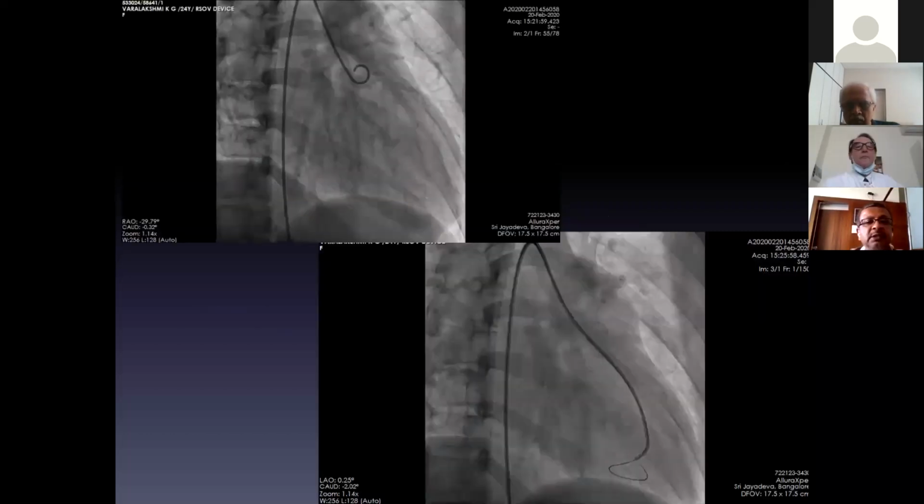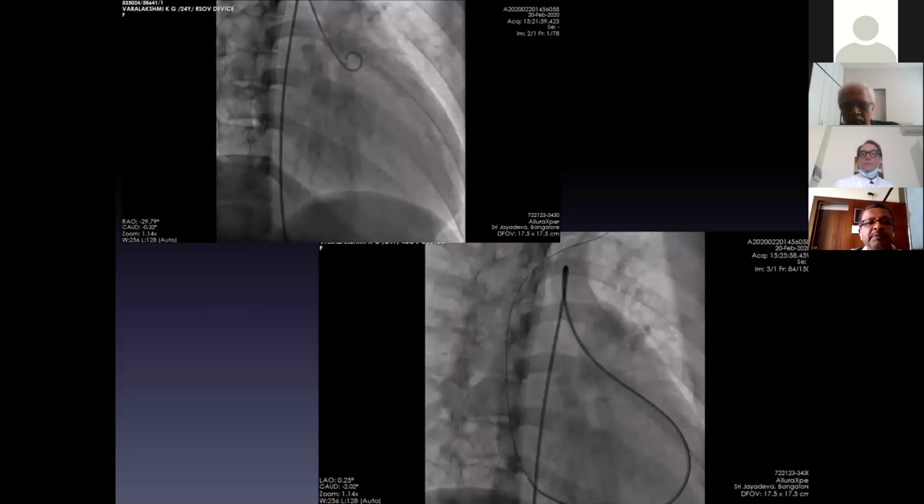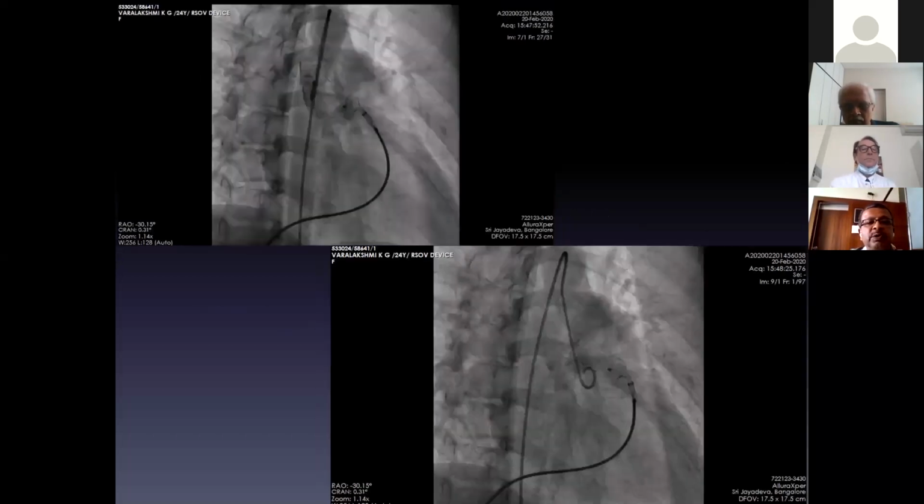Another recently done case. This looks like a fairly complex one, opening into the RV outflow tract area.